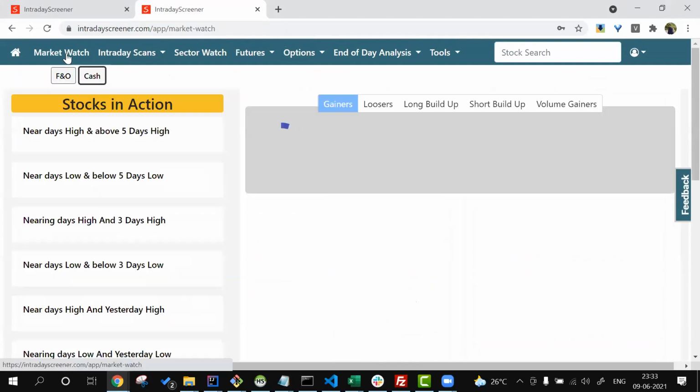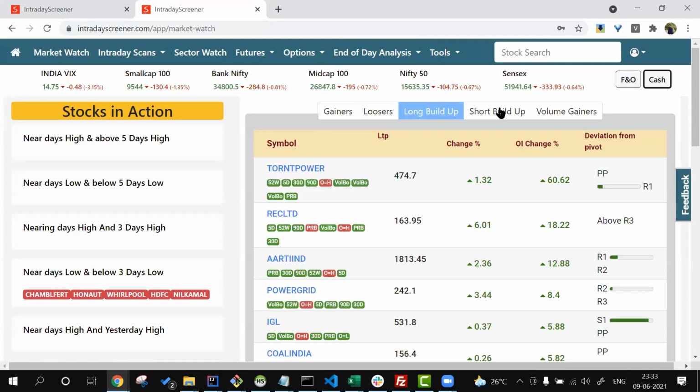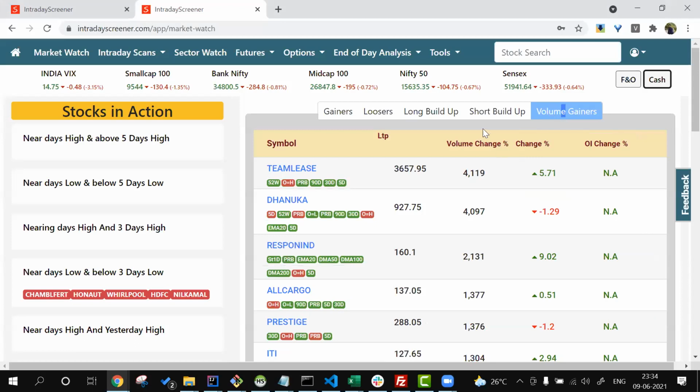So this is a market watch tab where you can see gainers, losers, long build-up, short build-ups, and volume gainers at last, which shows you the stocks which have the highest volume change since yesterday. For example, Team Lease has increased 4,119 percent from yesterday's volume. So this is volume gainers that you can use. Usually stocks where high volume is happening, there the trend or momentum is expected to continue. So this is a basic detail of the market watch page.